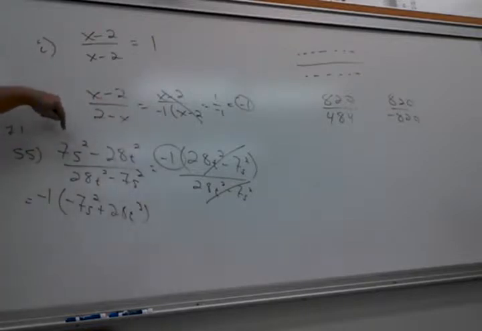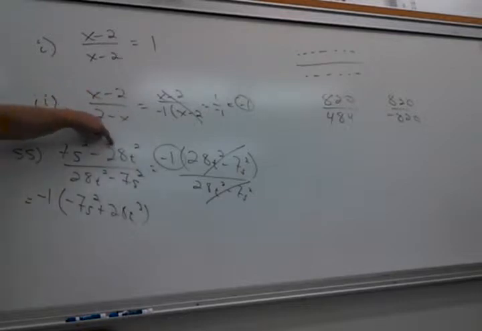If I choose 1 for both of them, that's 7 times 1 minus 28 times 1. 7 minus 28 is negative 21. 28 minus 7 is positive 21. They divide to be negative 1.